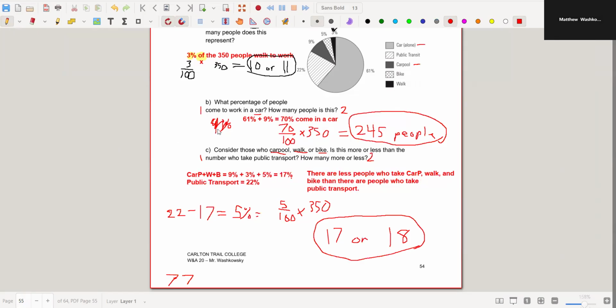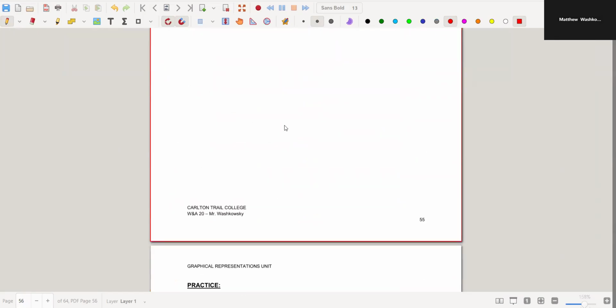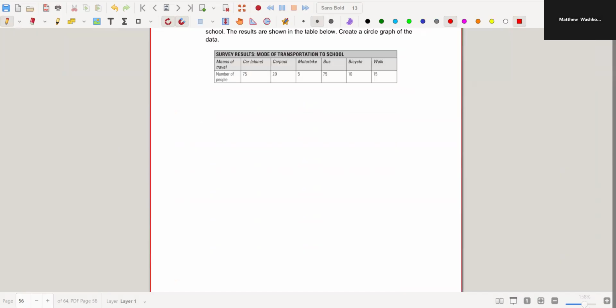So reading them and understanding them is not the worst thing in the world. Drawing them is a little bit tricky. You're going to want to be space conscious here, because there's going to be a lot.